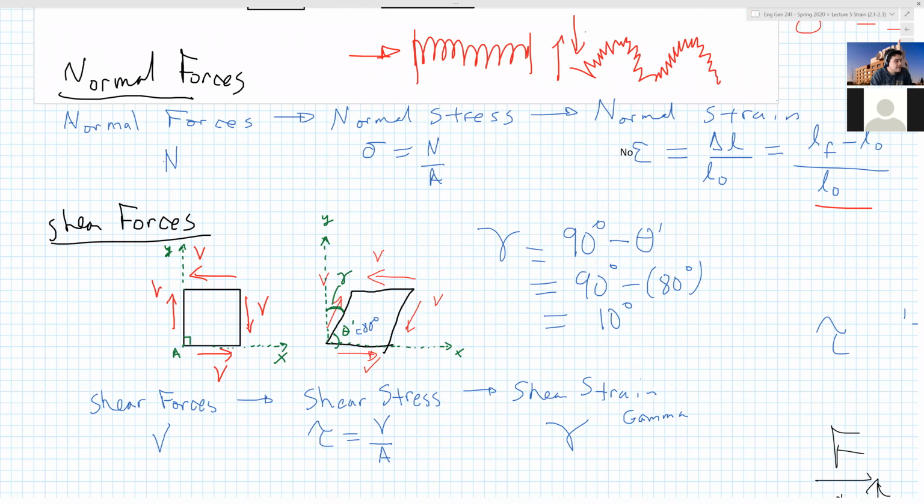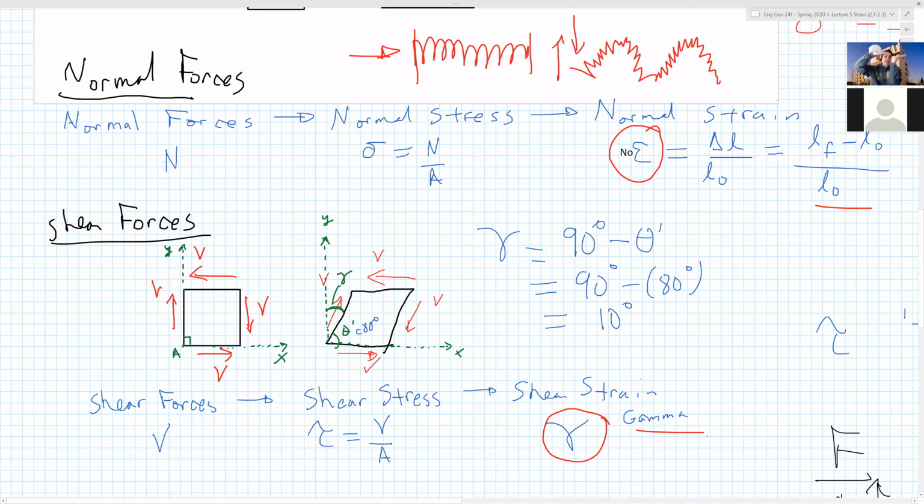Does that make sense? Solid materials have the ability to shear. Going back to the picture, what does it do geometrically? The actual shear forces are on the surface, and they will change not its length, but its angle. Notice how normal strain has epsilon, shear strain has gamma.